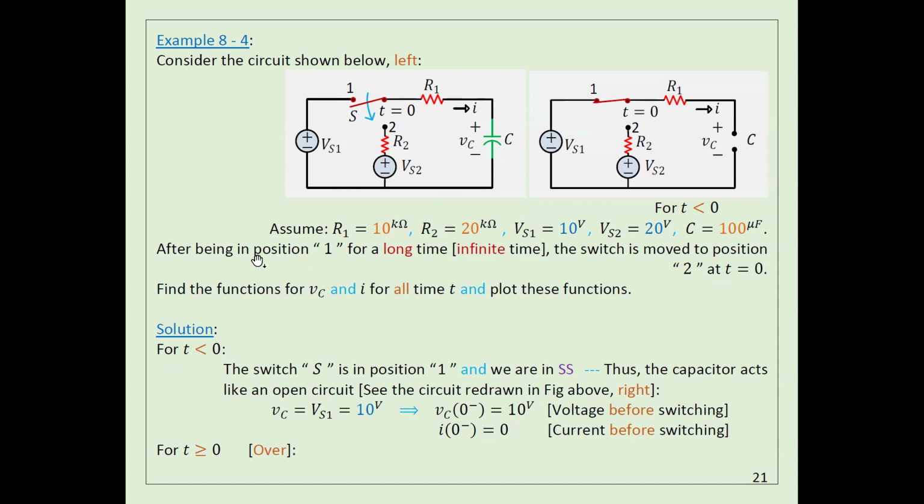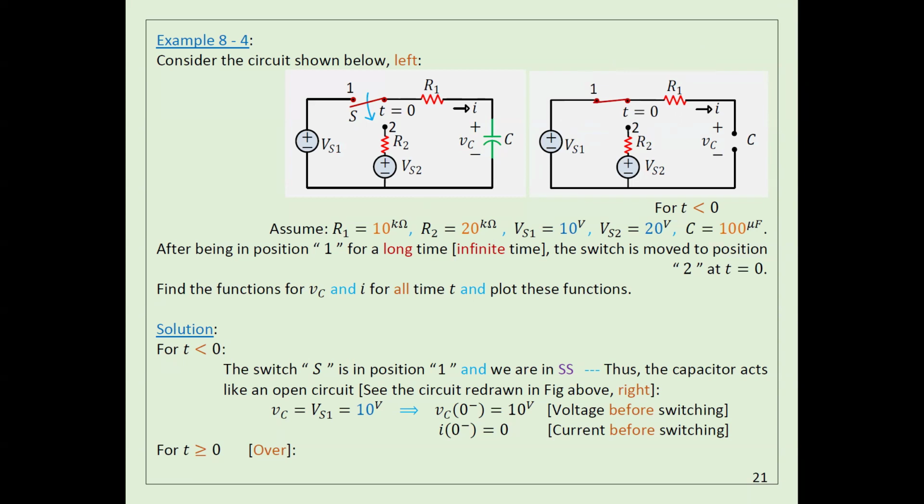Look at what I said here: after being in position 1 for a long time. This is very important. What it means is that the circuit was connected this way for a long time, and then at time 0, I moved the switch from position 1 to position 2. So how can this help me?